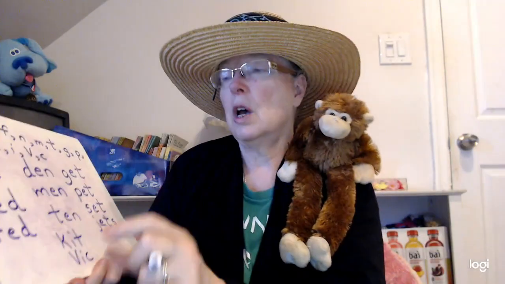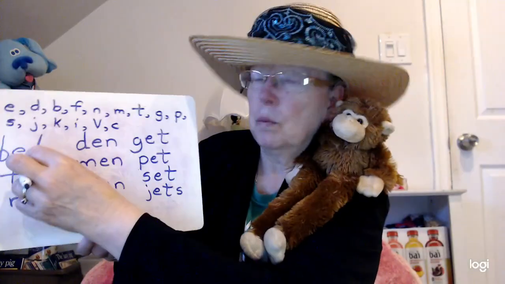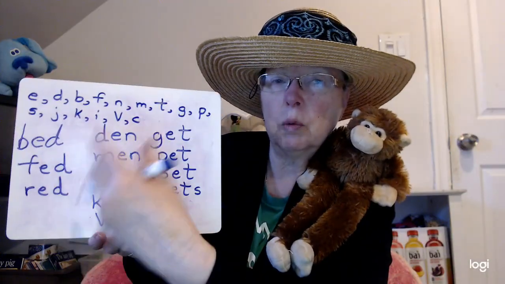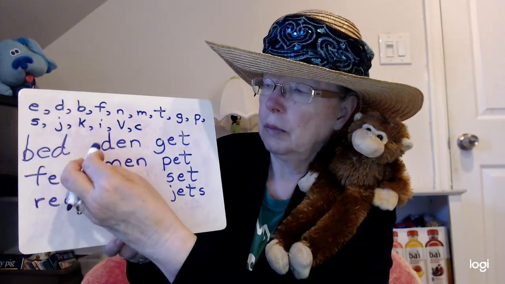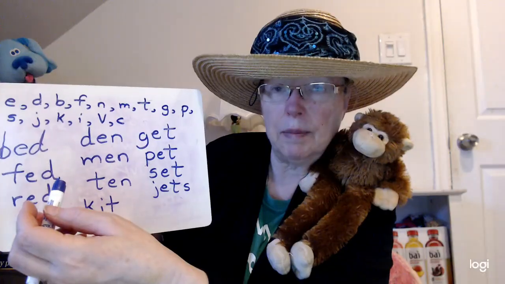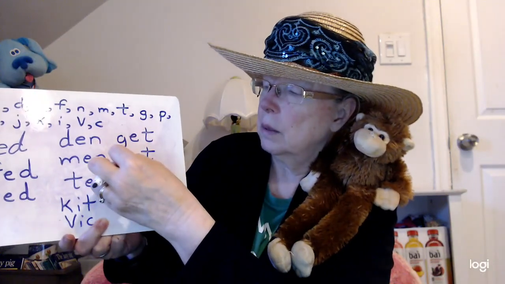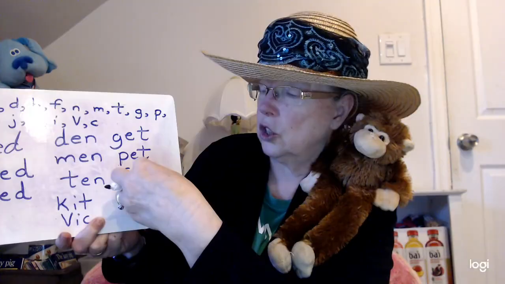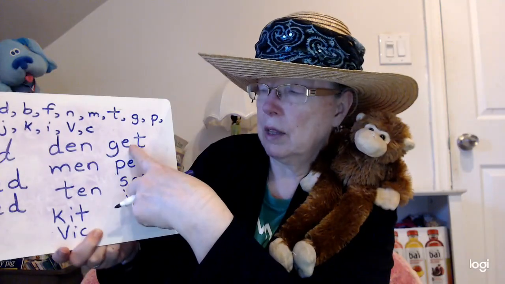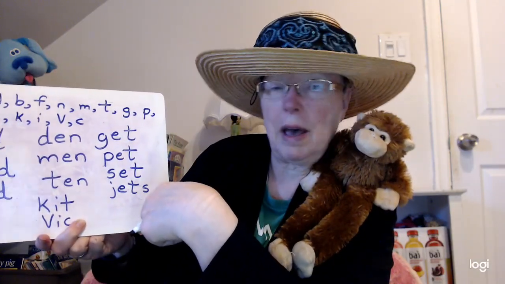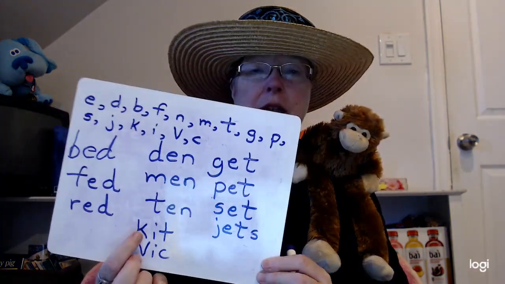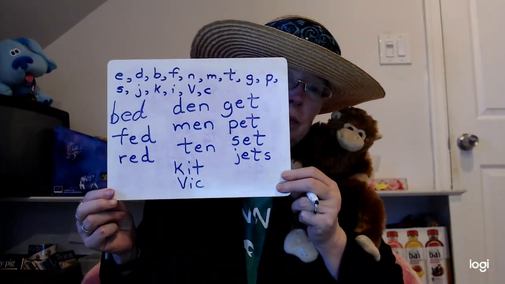Okay. So let's go back over these. We have bed, fed, red. These words rhyme. They sound alike. Den, men, ten. These words rhyme. They sound alike. Get, pet, set, jet. Jet rhymes with these words. And then, of course, you have the S, which makes it a little bit different. So you have jets. And then, of course, you have Kit and you have Vic.